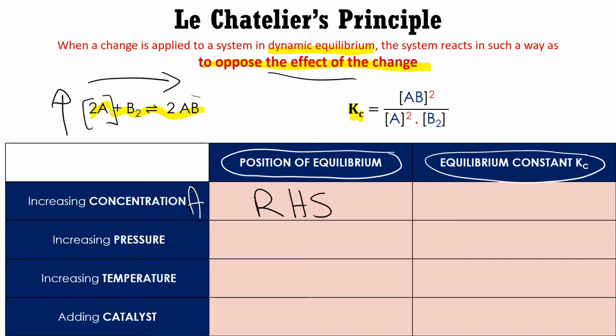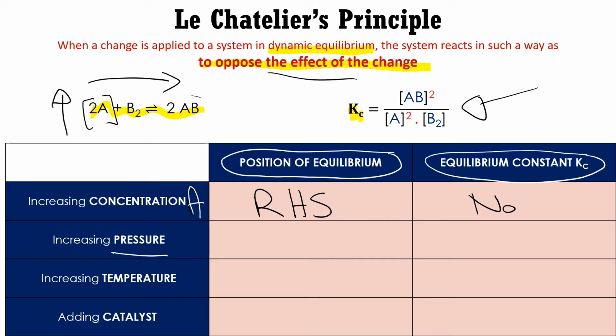What will happen to the equilibrium constant? The equilibrium constant is already here: the concentration of the product to the power of its coefficients over the concentration of reactant to the power of its coefficient. If we increase the concentration of the reactant, the concentration of the product will increase. So nothing, no change to the equilibrium constant if we increase the concentration of one of the reactants or products.